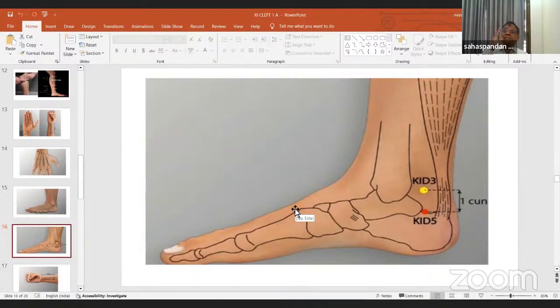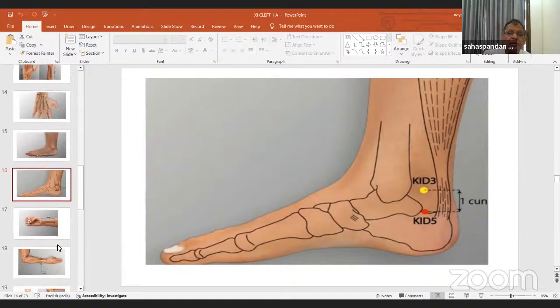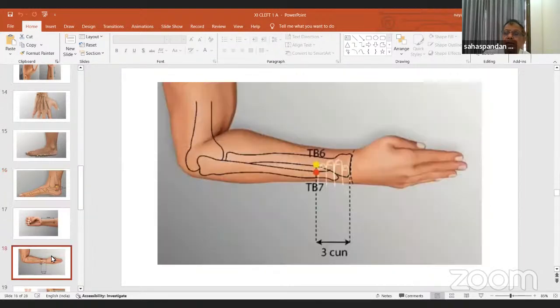So triple burner 7, triple warmer 7, Sanjo 7, triple heater 7 are all names of the triple warmer. That triple warmer 7 has no relevant indications and seems to have been little used in clinical practice. And gallbladder 36. This is the triple warmer 7.